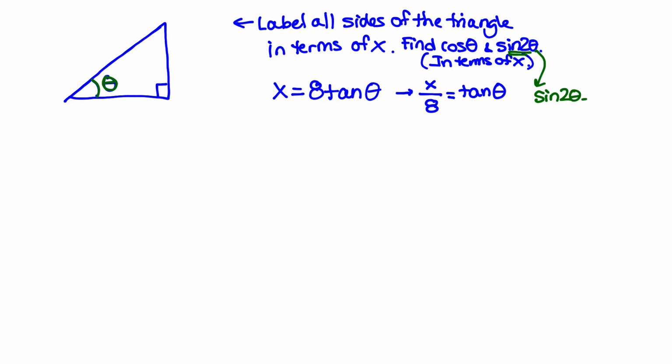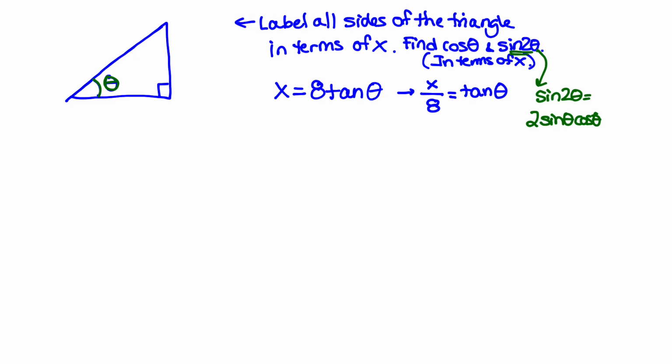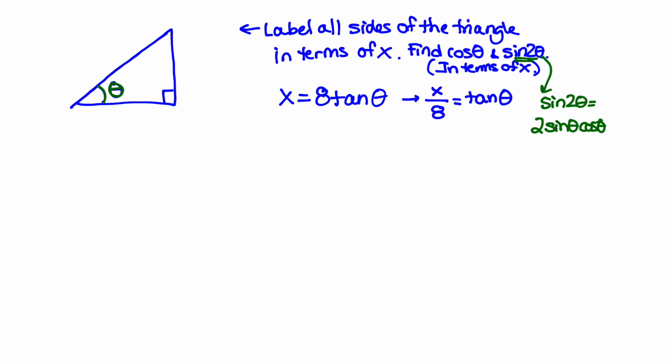double angle identity. Anybody remember what sine of 2 theta is? It's 2 sine theta cosine theta. That's on your formula sheet, I believe. Sine of 2 theta is 2 sine theta cosine theta. Yeah. All the sides here.